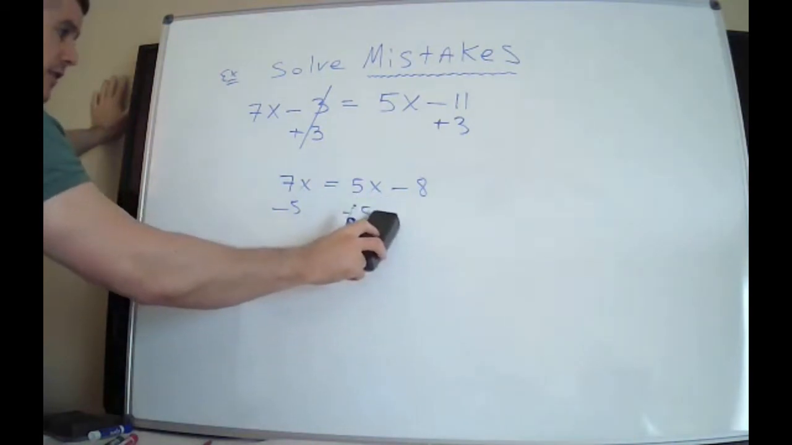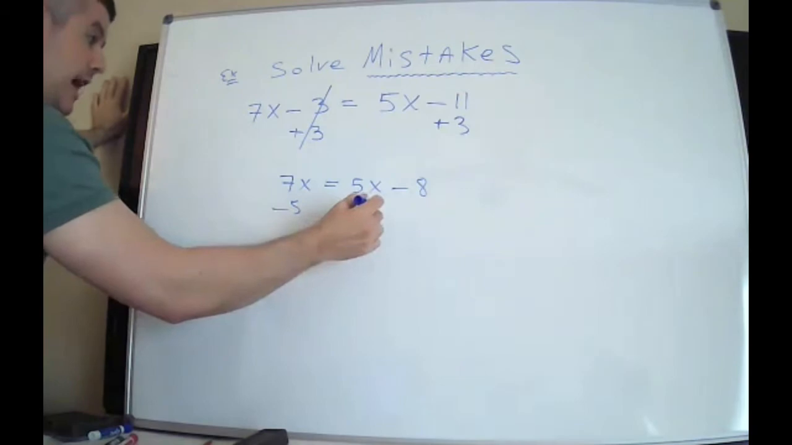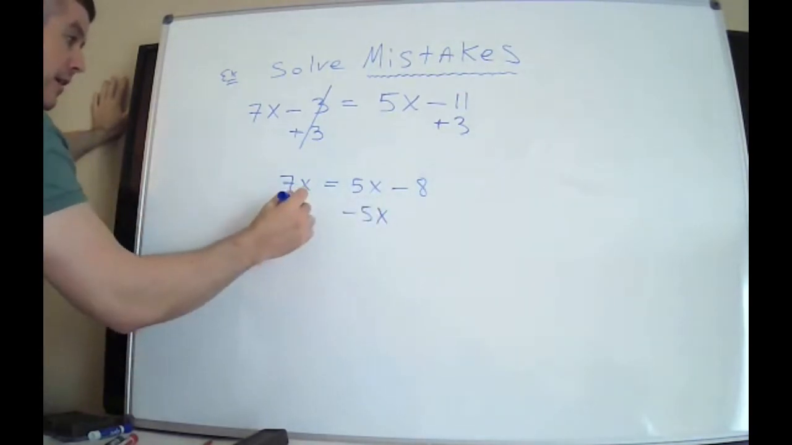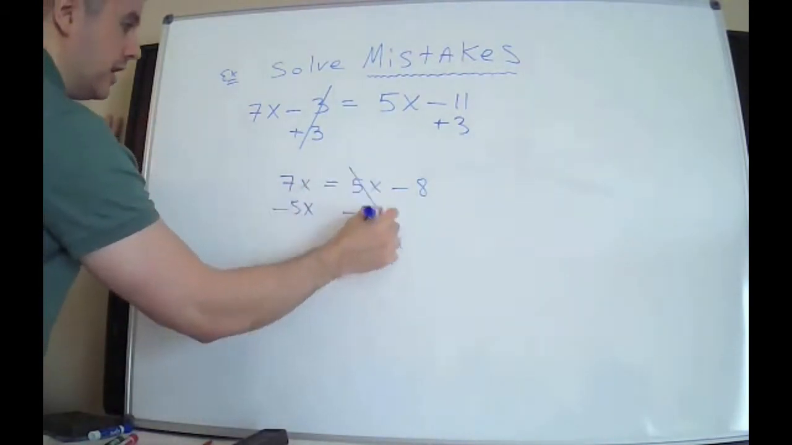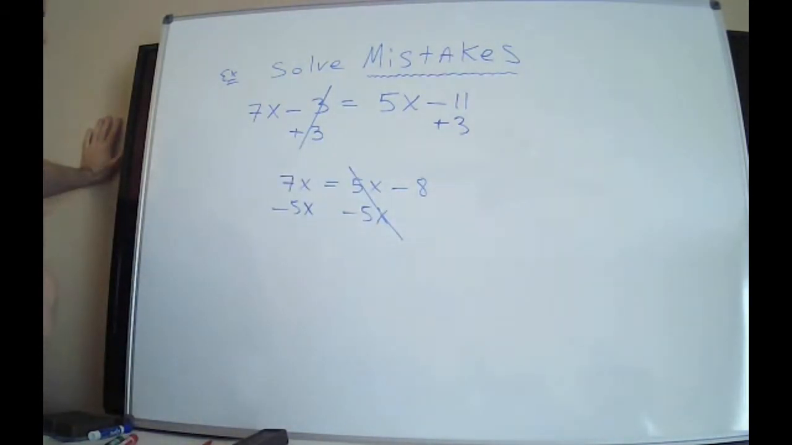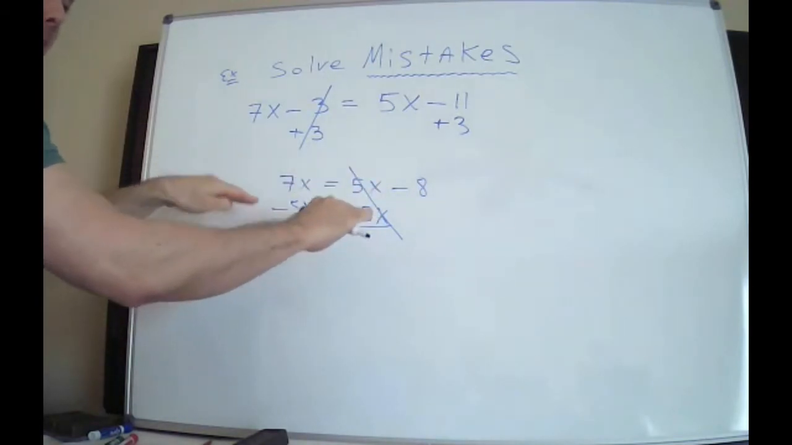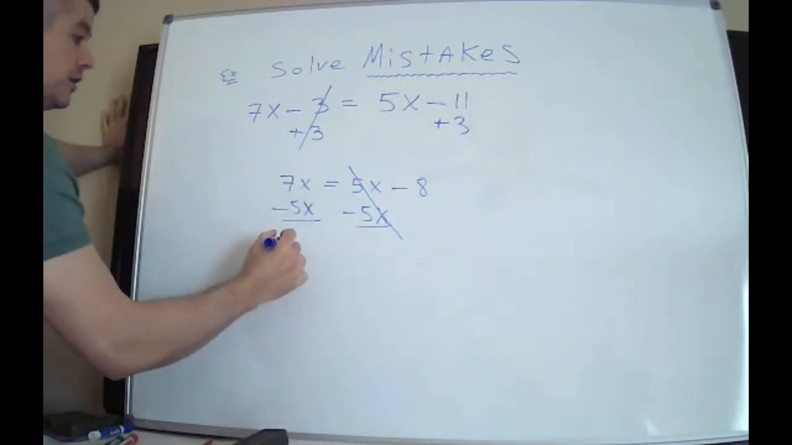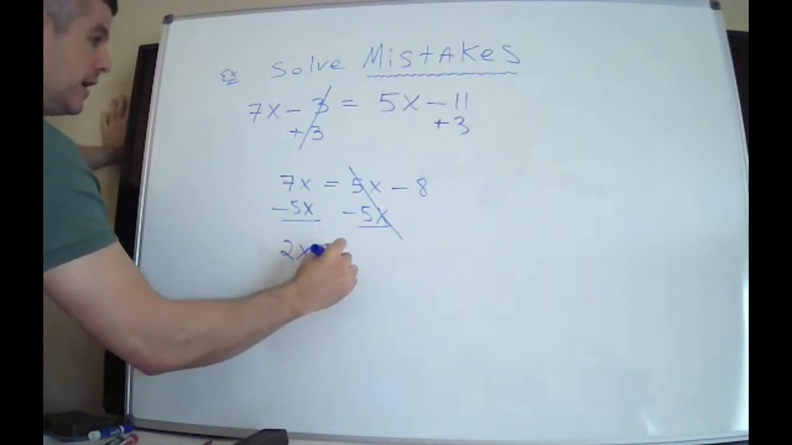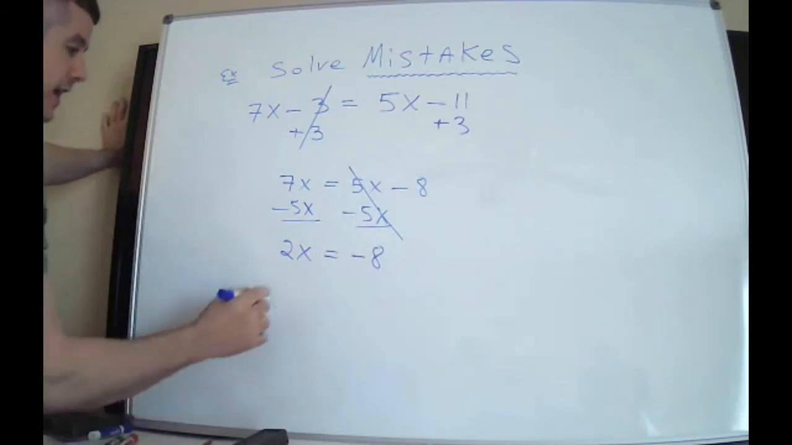This is wrong. You are not subtracting 5. You're subtracting 5x from both sides. You're subtracting 5x from here so that you can eliminate that term from the right. And then you're subtracting 5x from the other side to keep the balance in the equation. That's why you do the same thing for both sides. So here you end up with 2x. And then on that side, you have -8. Now, here's the final wonderful mistake I see.